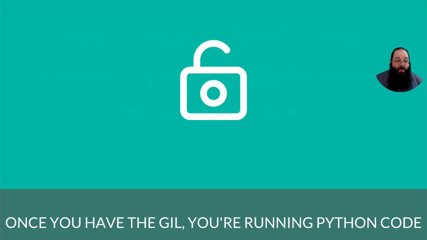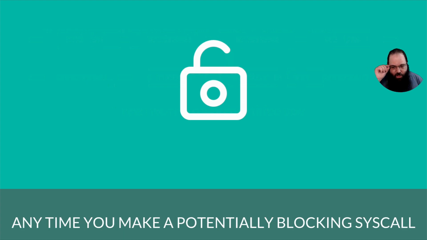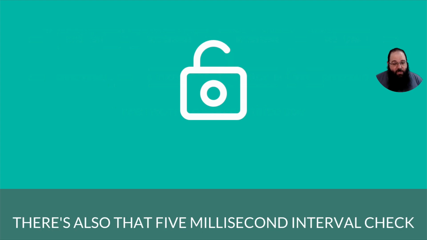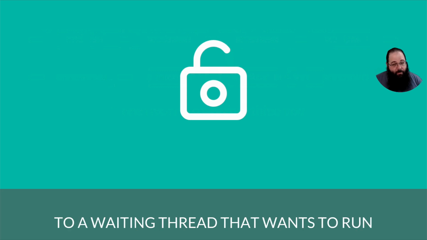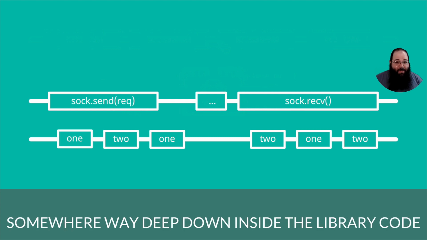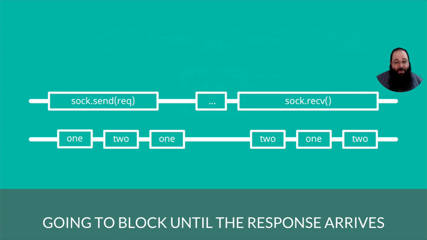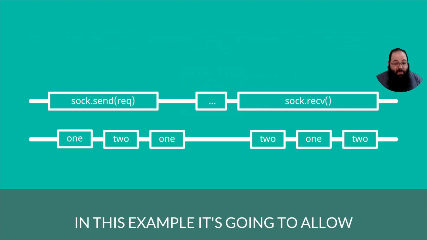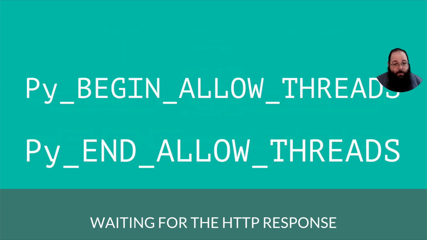Once you have the GIL, you're running Python code, you eventually have to give it up so that some other threads get a chance to run. Anytime you make a potentially blocking syscall, Python automatically releases the GIL for you and then reacquires it afterwards. There's also that 5 millisecond interval check from before, which allows for a graceful handoff to a waiting thread that wants to run. A frequent example of that syscall behavior is making an HTTP request. Somewhere way deep down inside the library code, something is calling socket.receive, which is going to block until the response arrives. That could be quite a while in computer terms, so we automatically release the GIL while we wait. In this example, it's going to allow some prints to happen concurrently while waiting for the HTTP response.